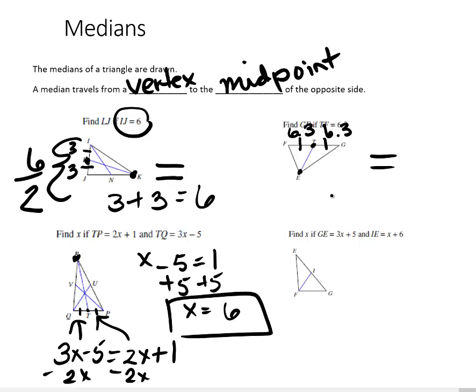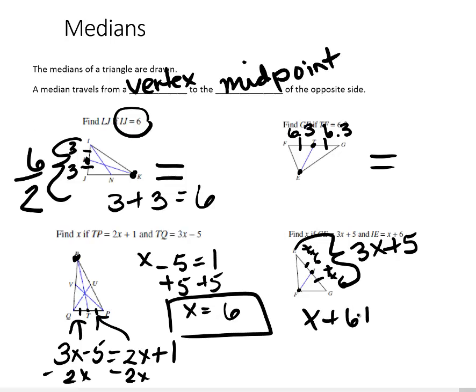The other type of questions, and this is very similar to what we were doing for midpoint, is knowing that this whole thing is 3x plus 5. Again, this is a median. It travels from a vertex to the midpoint of the opposite side, cutting the opposite side into two equal pieces. If IE is x plus 6, the other part is also x plus 6. And the two together will make the whole. And then we can solve the problem like we were doing before.